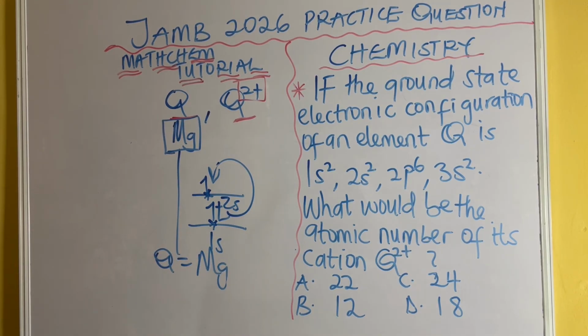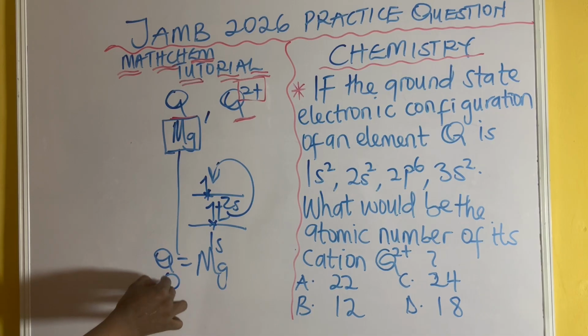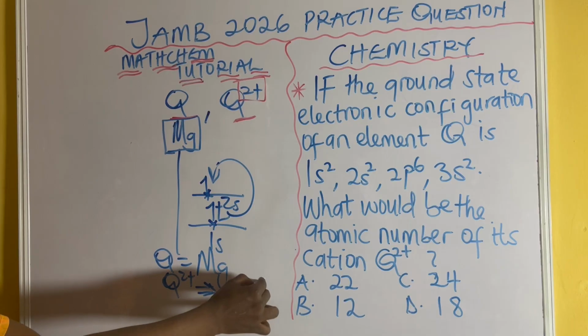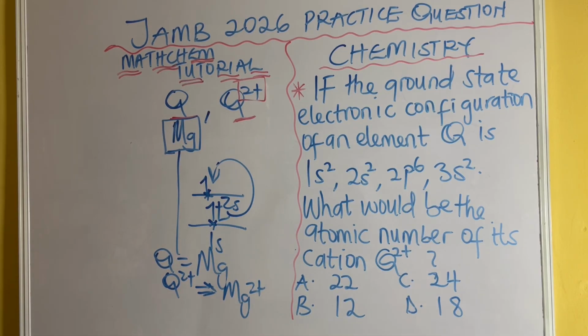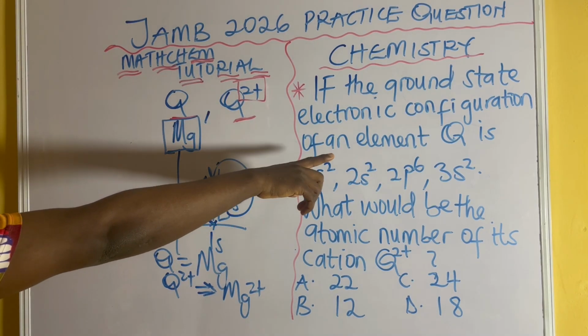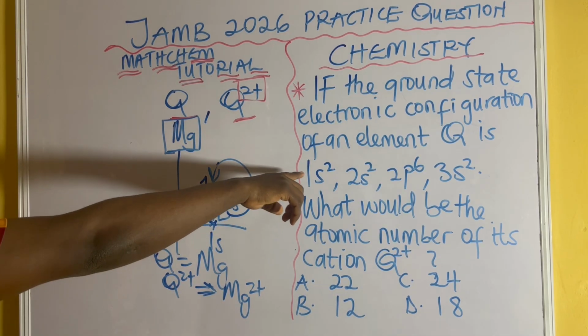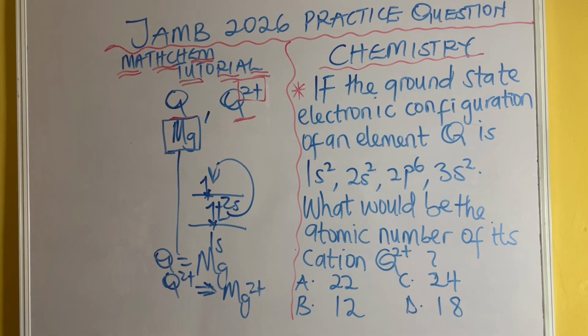Okay, this is at the ground state, but at the excited state, Q2+ will now be Mg2+, magnesium 2+. That is the excited state, because magnesium has atomic number 12, and when we added all the electrons we have there, it also has 12 electrons at the ground state. That's why I said Q represents magnesium, and at the excited state, Q2+ is also Mg2+. So let's hold that like that.